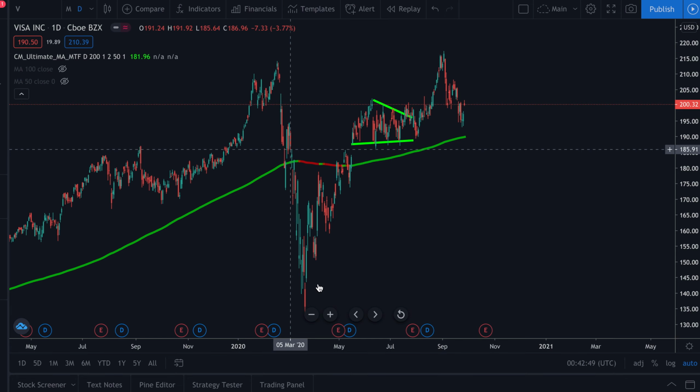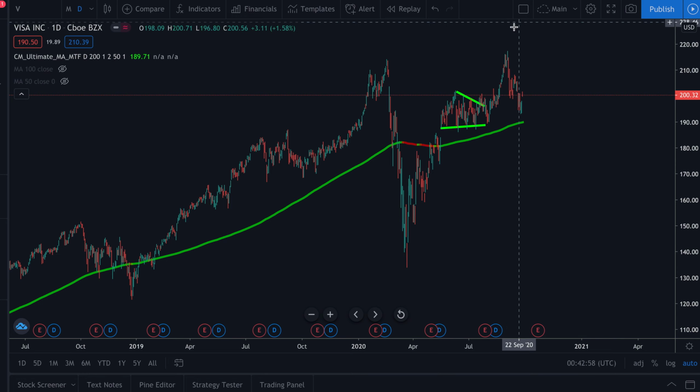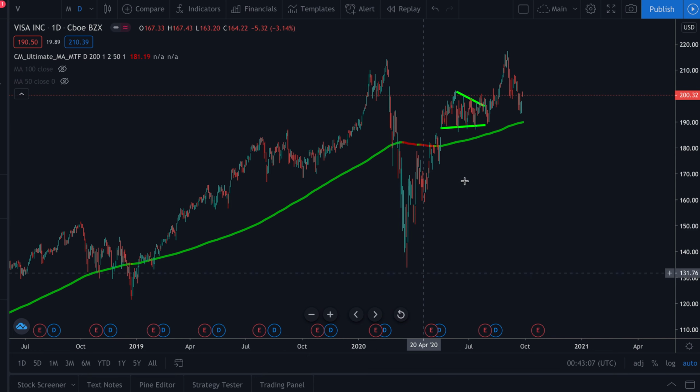Now, Visa actually has more qualities compared to the S&P 500, for example, in that relative to the February high, we did not make a significantly higher high. In fact, we got rejected pretty much at all-time highs, which is kind of what the S&P 500 and Dow Jones look like. So in that sense, it looks more like those indices than the NASDAQ.